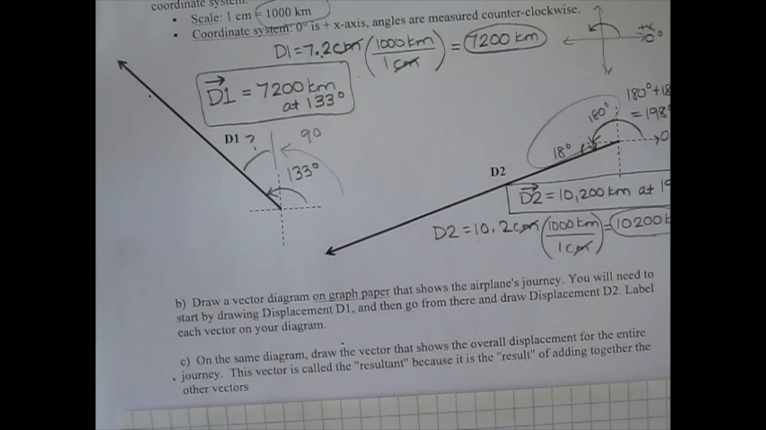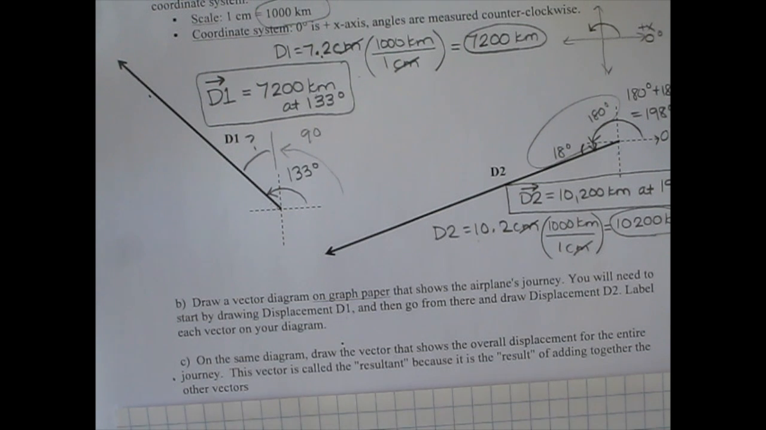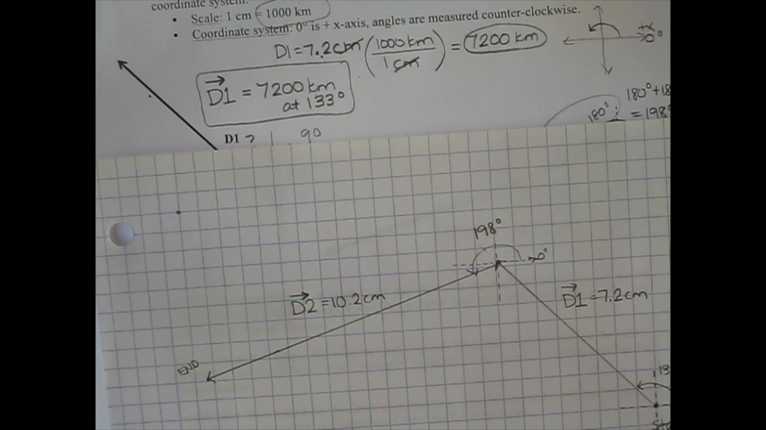Part C. On the same diagram, draw the vector that shows the overall displacement for the entire journey. This vector is called the resultant because it is the result of adding together the other vectors. So we're finding now the total displacement of the airplane. Remember, this is not the total distance traveled, right? Total distance traveled is going to be much longer than how far it is from where it started. Overall displacement for a journey is, at the end, where is it relative to where it started, not how far did it go on the way to get there.